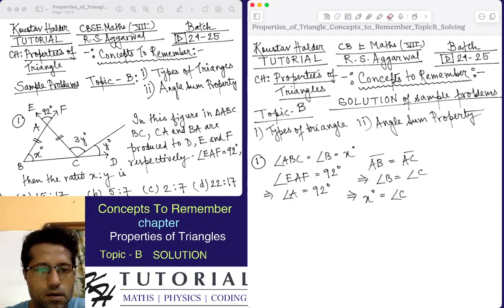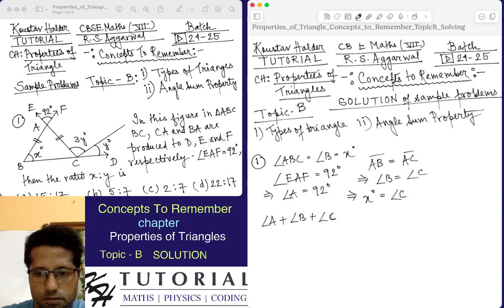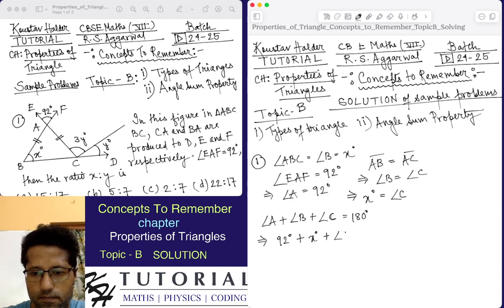Now we know that the sum of the three angles in a triangle is 180 degree. So we can say angle A plus angle B plus angle C is 180 degree. This implies angle A is 92 degree, angle B is x degree, and what is angle C? Let this be angle C equals 180 degree.